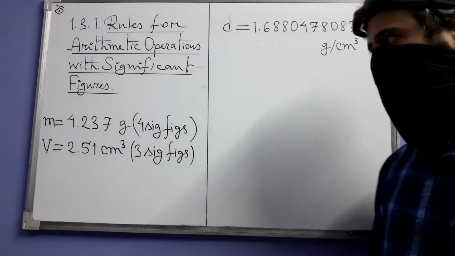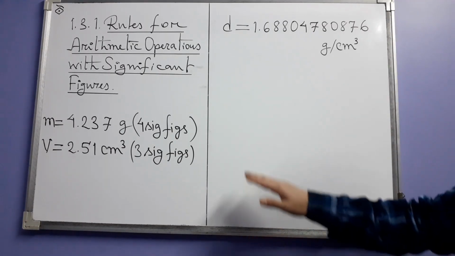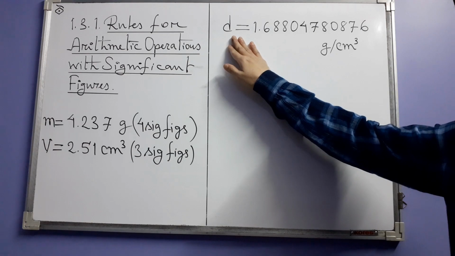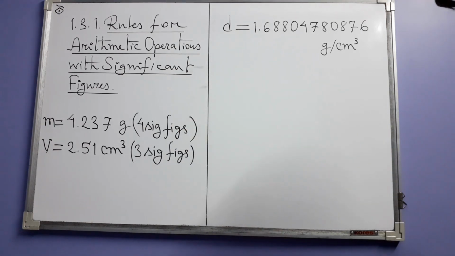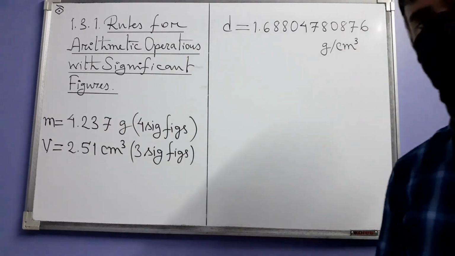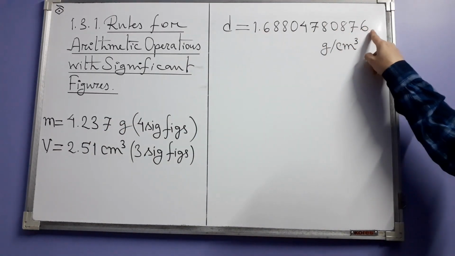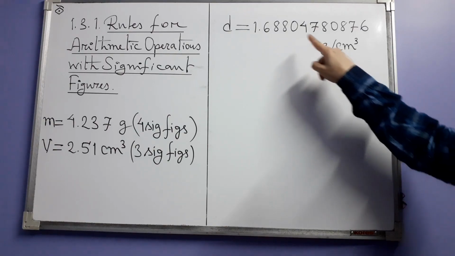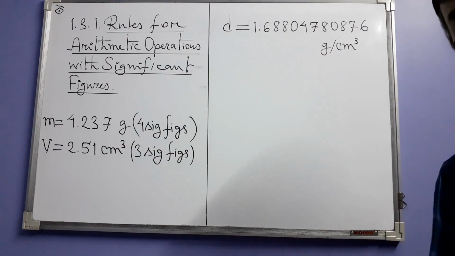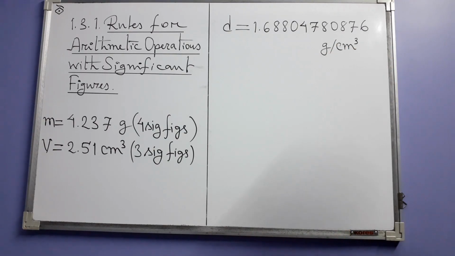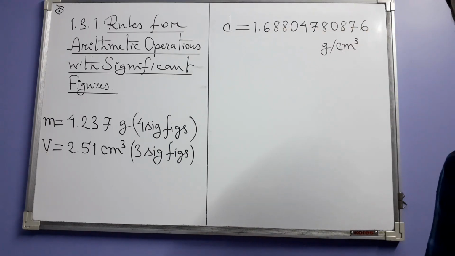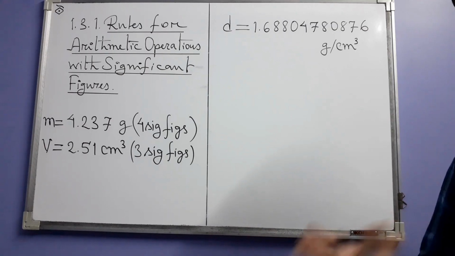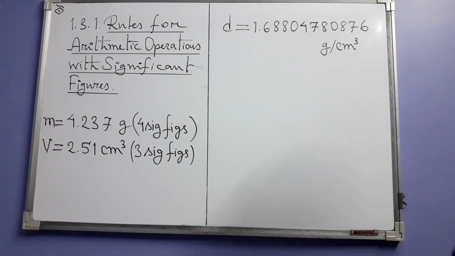Alright. Now if we use these values to calculate the density of the material by dividing mass by volume, we just simply divide this number by this number and we get this much gram per cubic centimeter. The question is this, should we really keep this many digits? If not, why not? And then how many digits should we keep? Why should we not keep these digits?